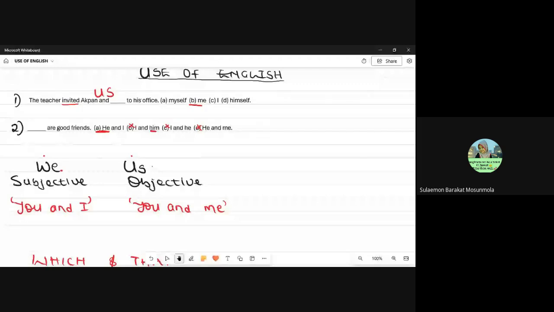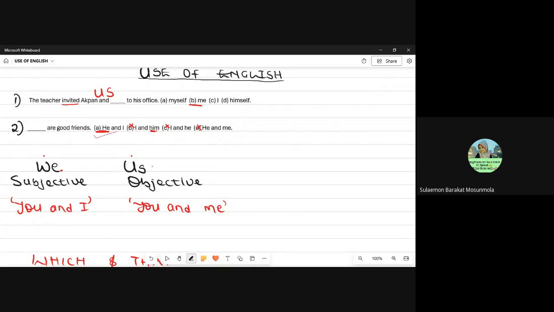Now, number 2, "dash are good friends." He and I, him and I, he and me. If you look at we and us, one of these will fit in this gap. Let's use "we": we are good friends. The second one, let's call it B: us are good friends. If you look at this properly, you would see that "we" fits in this gap compared to "us." We is the correct thing to be used here. We are good friends. And when we talk about "we," we are talking about you and I. In this case, you do not have "you" here, but you have "he." He is also in the subjective form. That is why we chose "he" to be our answer.